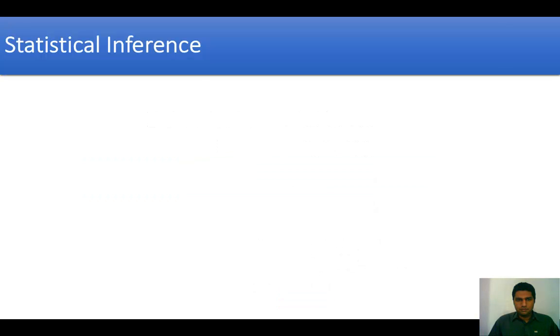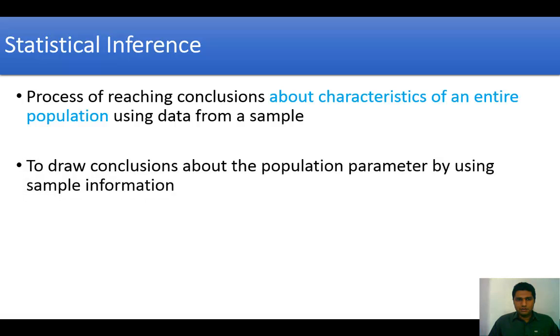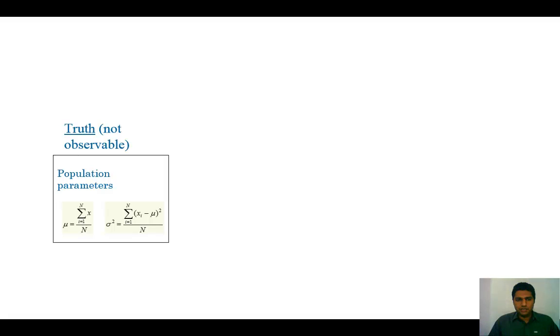Well, we'll start from statistical inference. Remember, when we studied the introduction to statistics, we defined statistics in two parts. The first one was the descriptive part, and the second one was statistical inference. Today we will talk about the second part. It is a process of reaching conclusions about the population parameters based on the information contained in a sample.